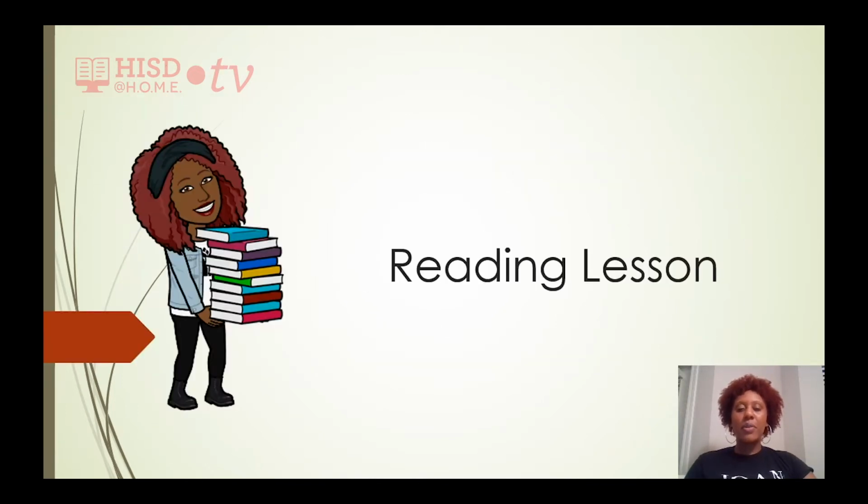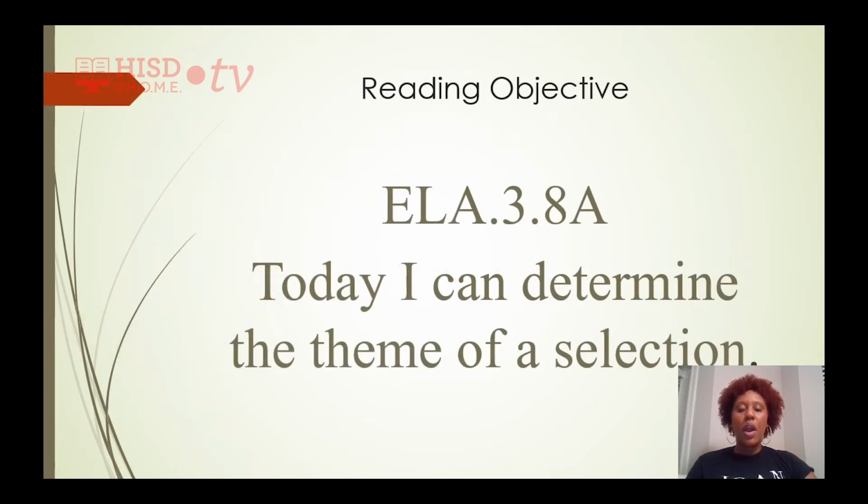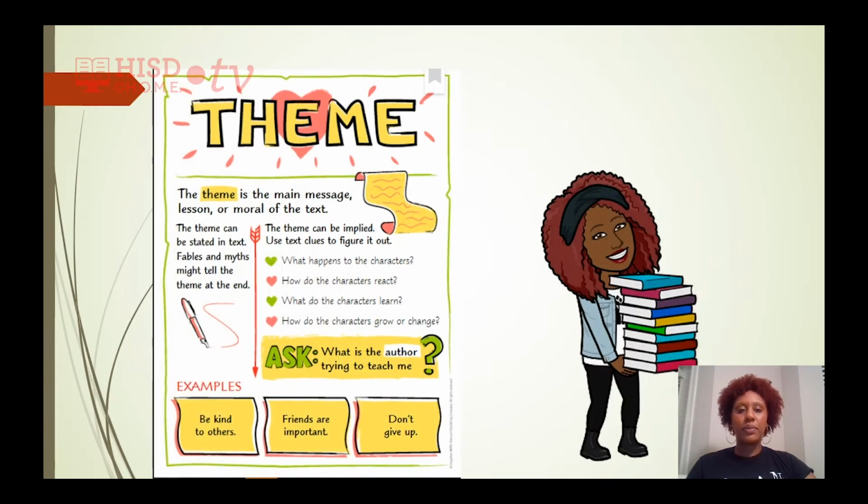Let's go ahead and move into our reading lesson. Our reading objective comes from ELA 3.8a. Today I can determine the theme of a selection. The theme is the main message, lesson, or moral of the text. A theme can be implied, and we have to use clues to figure it out.